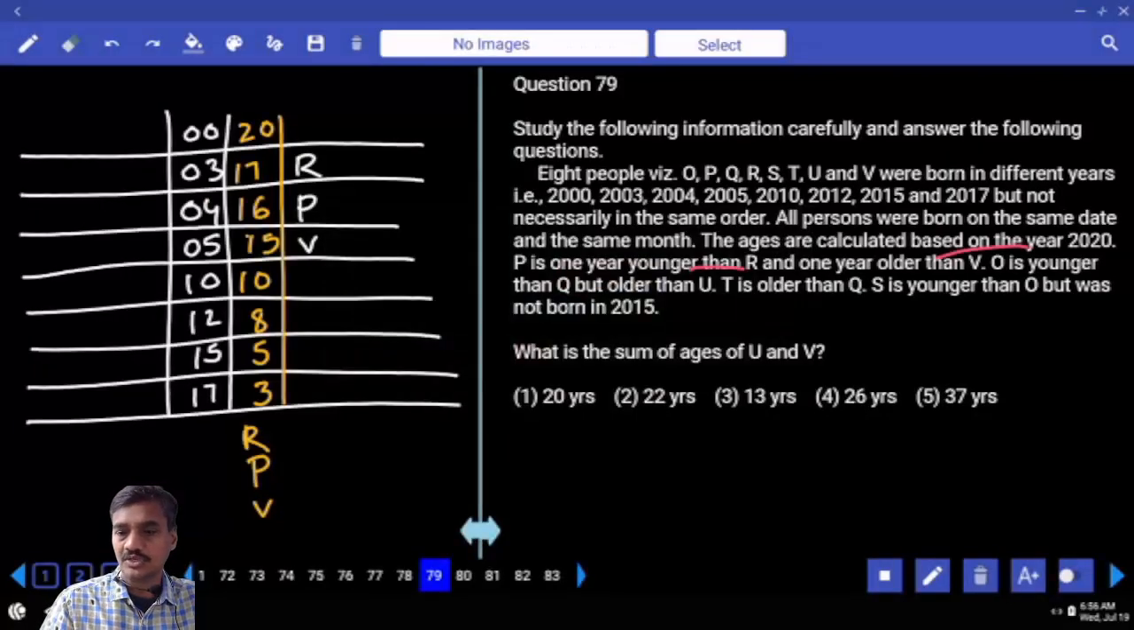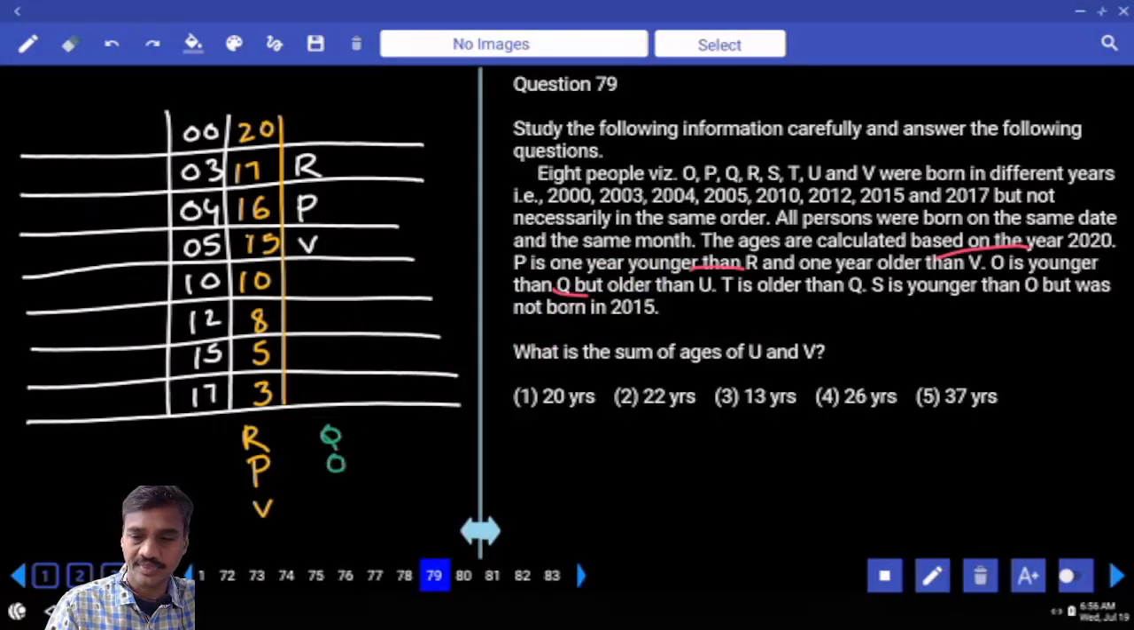Next, O is younger than Q but older than U, so Q, O, U must be in this order. And T is older than Q as well, so it's T, Q, O, U. S is younger than O but was not born in the year 2015. S cannot be at this place, isn't it?